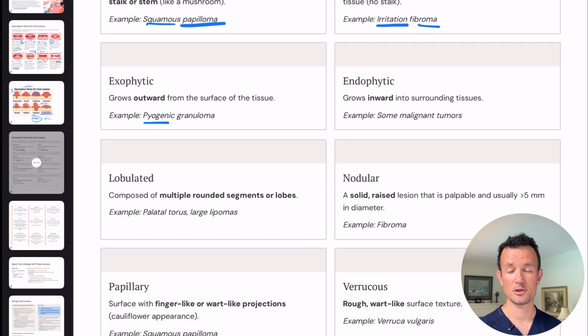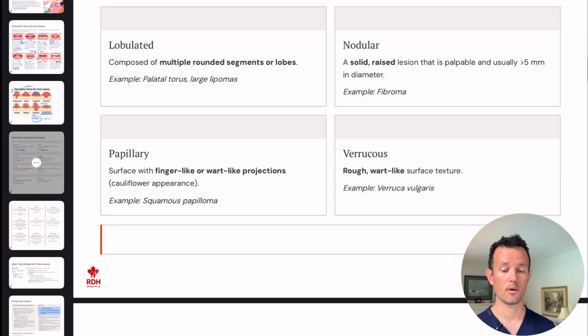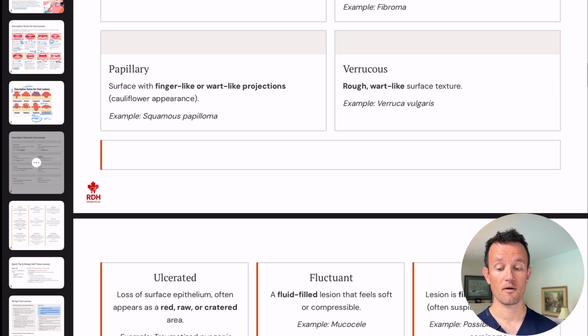Exophytic, that's going to be like a pyogenic granuloma, it's growing outside of you. Endophytic, that's growing inside of you. We covered that. We talked about lobulated. We talked about nodular. We talked about papillary, little finger-like projections. We talked about verruca vulgaris. Actually, we haven't talked about it. We're going to talk about it now.